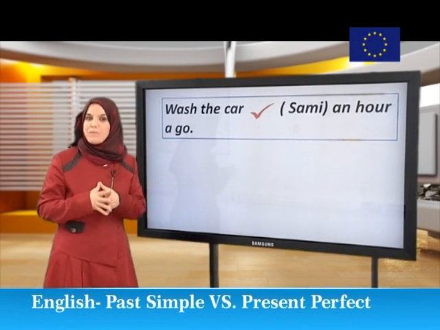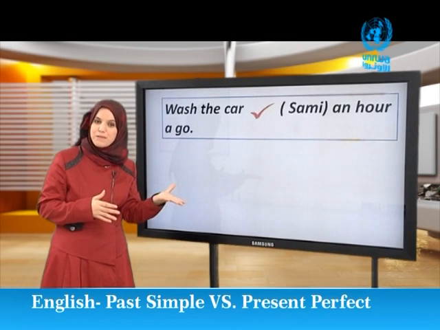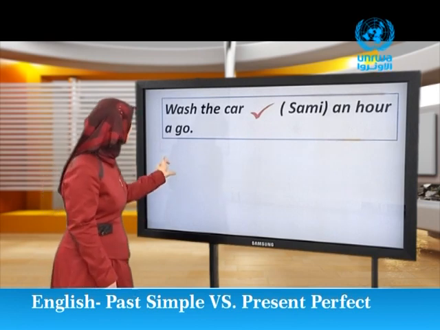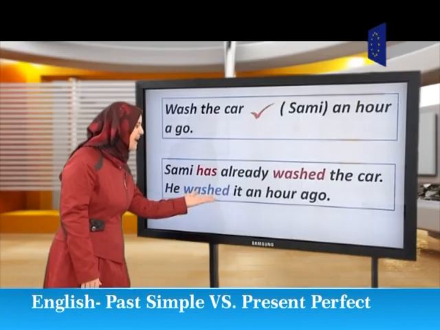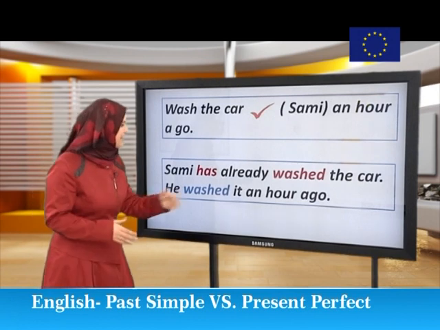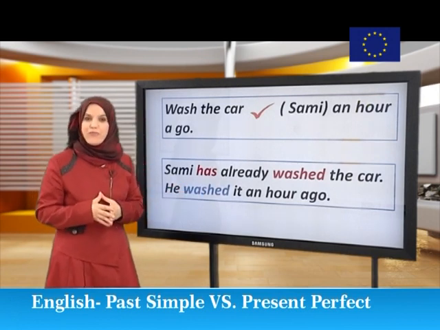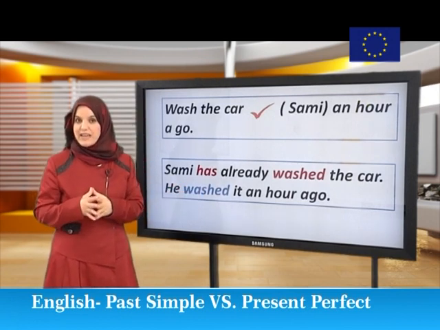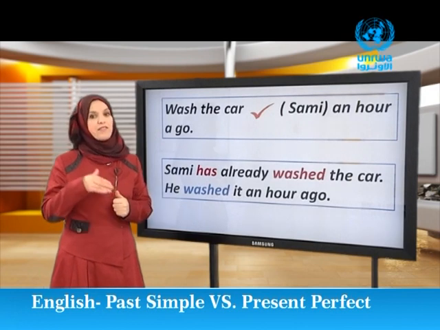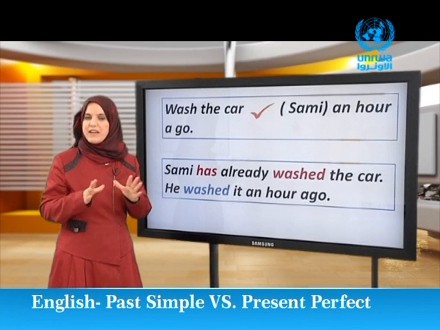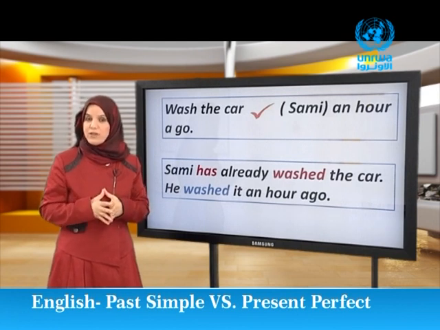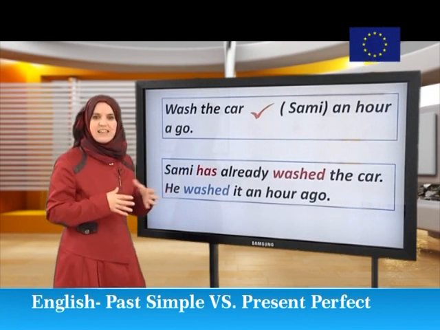Now let's try to make some sentences using the past simple tense and the present perfect. Sammy has already washed the car. He washed it an hour ago. Notice here we use the present perfect because the action is connected with the past and the present. How is it connected with the past? It was done in the past. How is it connected with the present? The car is clean now.